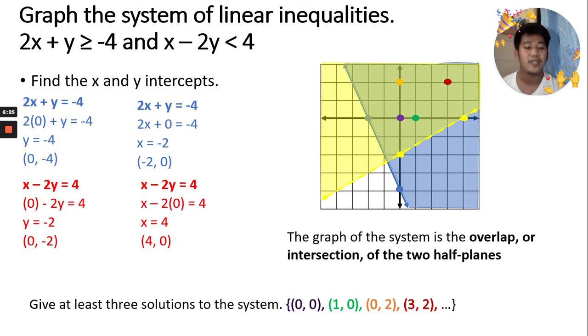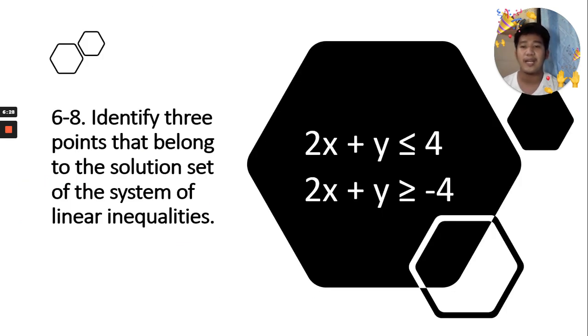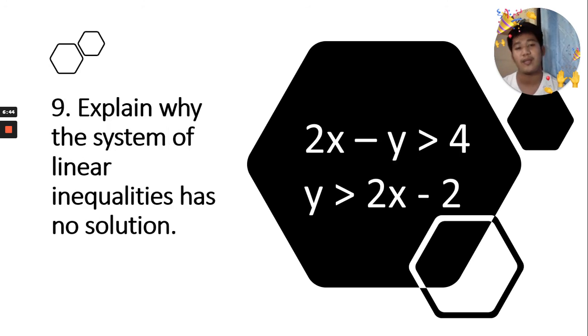Thank you very much. Also, additionally, if you're asked to identify 3 points, it's the same. You just need to graph the two inequalities in one coordinate plane, and then you'll be able to identify 3 points that belong to the solution set. Okay, the same with what we did before. Then with this one, you will be able to explain why a system of linear inequalities has no solution by graphing it again. As you graph, you can see that there is no intersection or overlapping region. That's the reason why there is no solution.